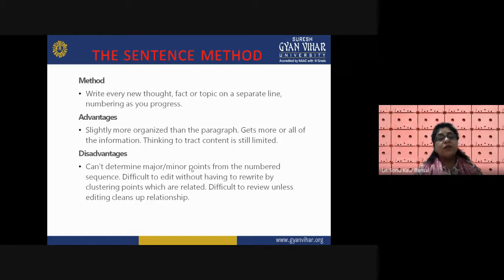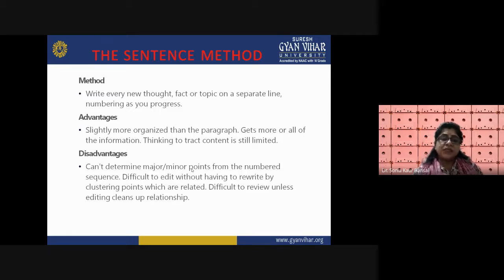As for advantages, it is slightly more organized than the paragraph method. In a paragraph you have continuous 6 to 7 lines, but in the sentence method you are giving numbers to your thoughts, facts and information, whatever your teacher is teaching. So you get more or all of the information. But the ability to track content is still limited. So there are also disadvantages of the sentence method. You can't determine major and minor points from the numbered sequence.